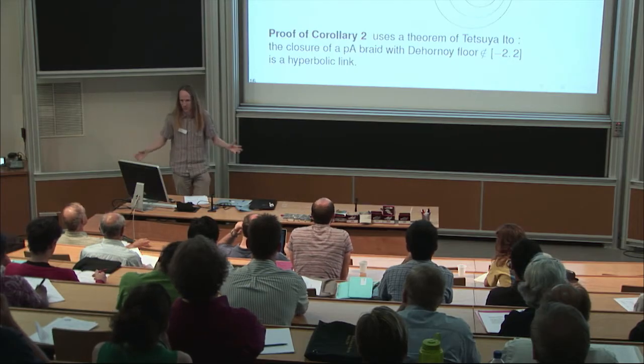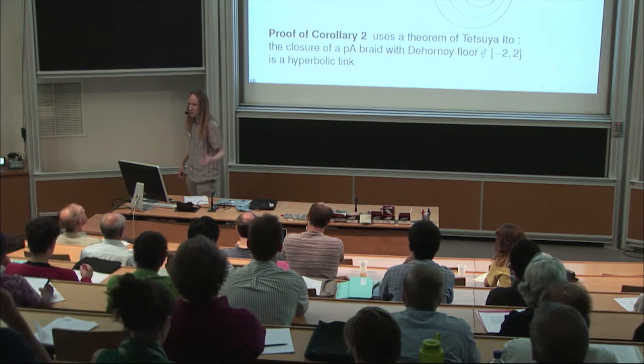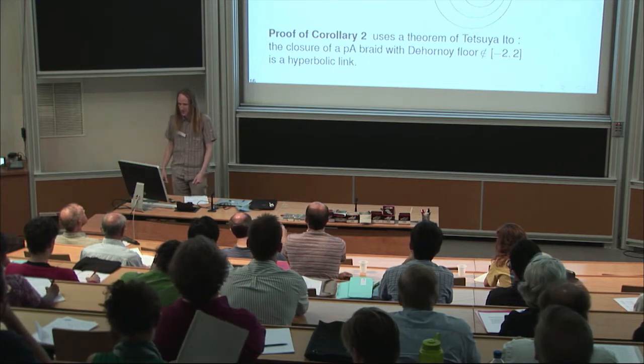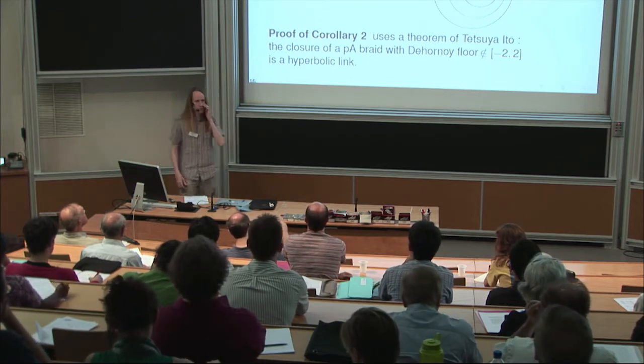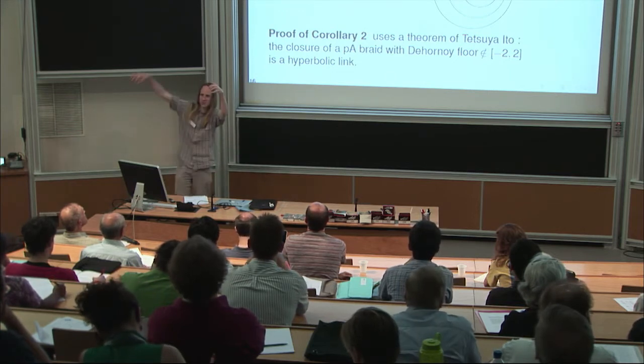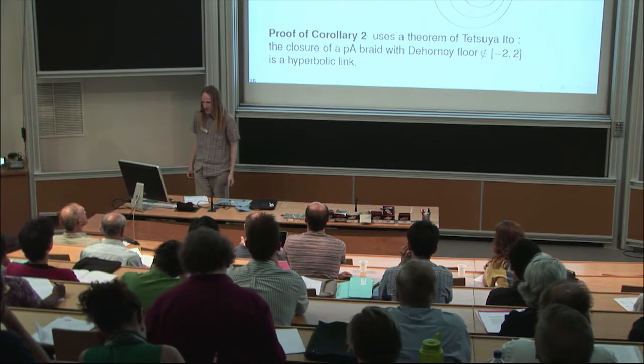Another corollary is that the closure of a generic braid, generic always in the same sense, take a random element with uniform probability in a large ball, is a hyperbolic link in the sense of Thurston. Let me remind you, the closure of a braid is simply you take your braid and you close up the strands in the obvious way to obtain a link.